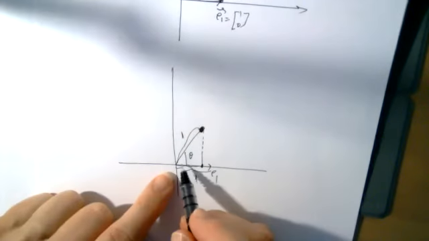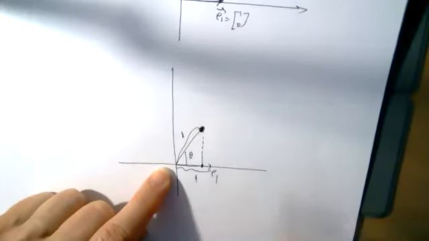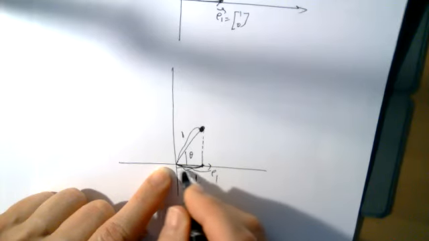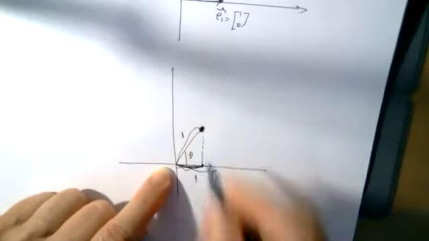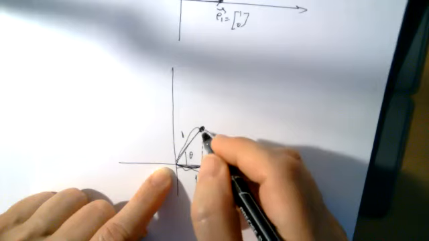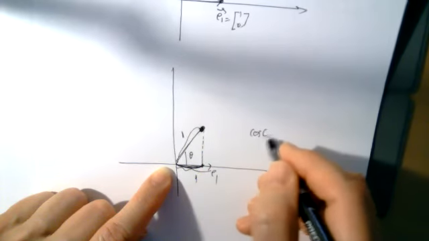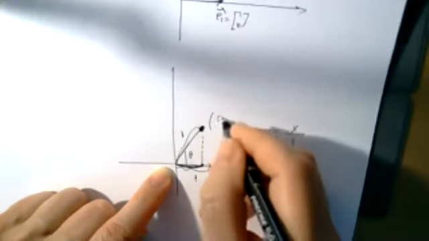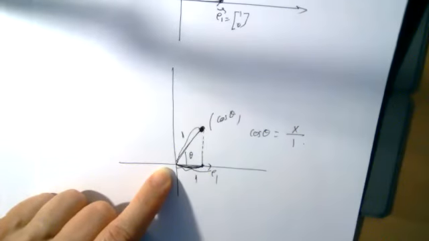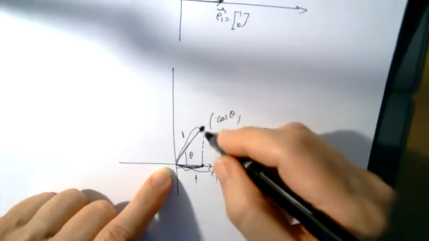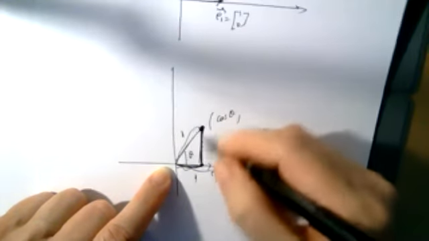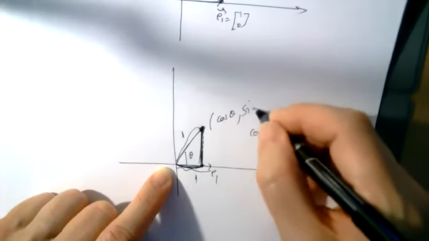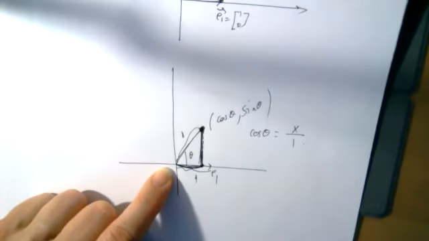What's the cosine of theta? It's the x coordinate, which is right there, over 1. So cosine of theta is the x coordinate over 1, which means this x coordinate is the cosine. What's the y coordinate? Just look at the picture. The y coordinate is nothing more than the sine of theta.